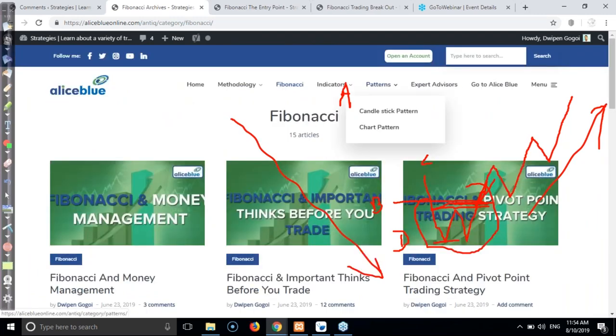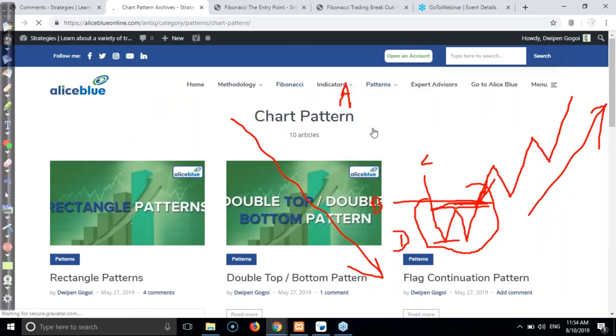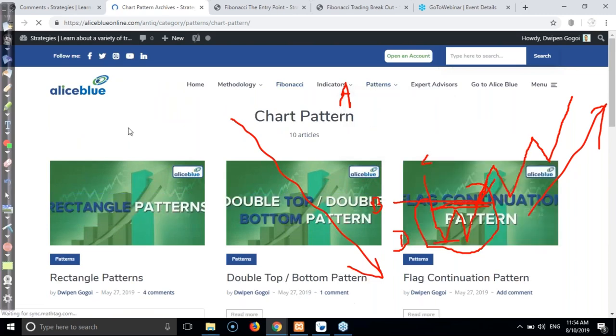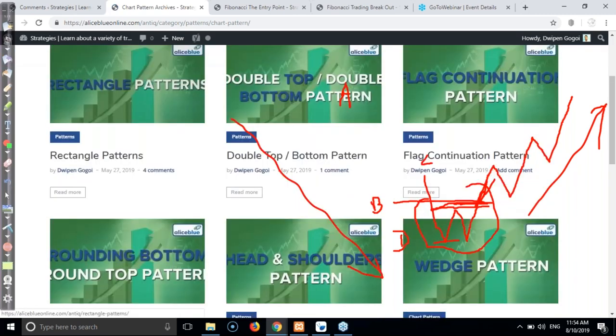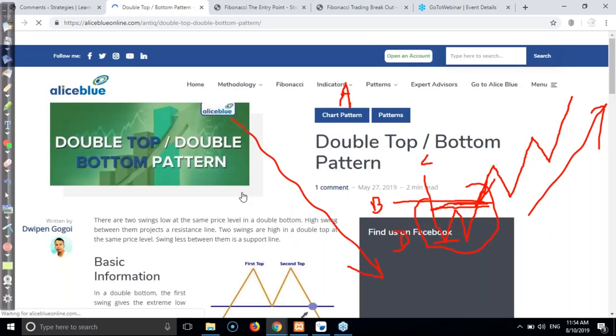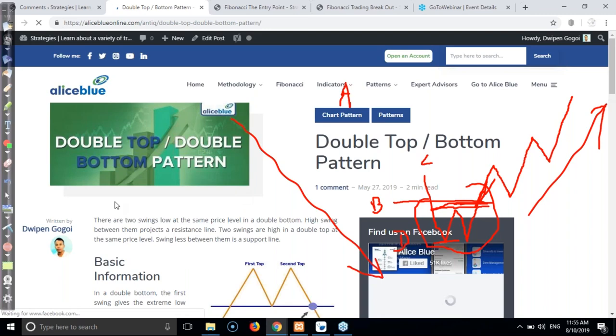So you will find here pattern, go to start pattern, and so you will find double top, double bottom pattern. This is trend continue pattern, the trend reversal pattern. So here you can see double top and double bottom pattern.